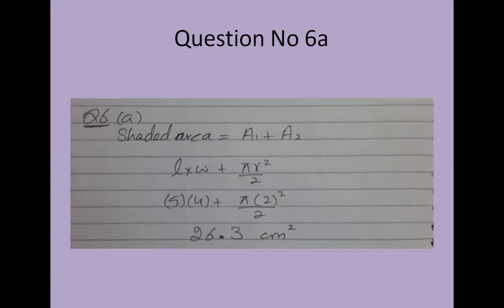So length into width plus pi r squared divided by 2. Pi r squared is the full circle, divided by 2 means it's a semicircle. So 5 × 4 plus, in your calculator, you will enter 5 × 4 plus pi × 2² / 2, and that will be 26.3 square meters.